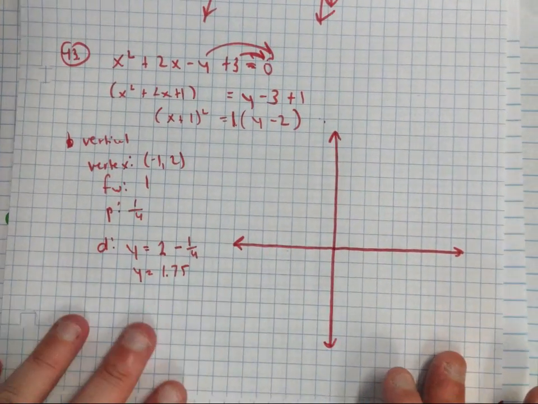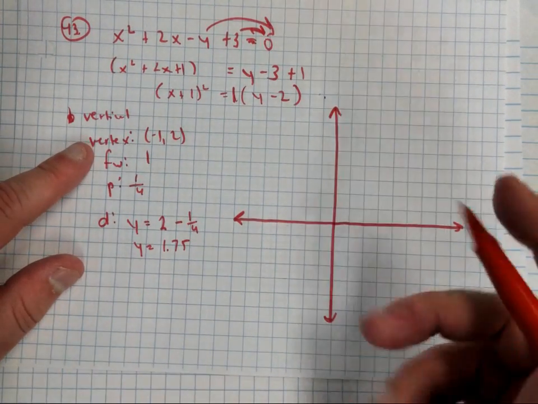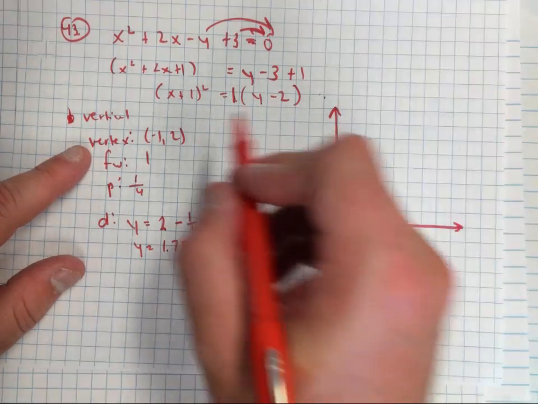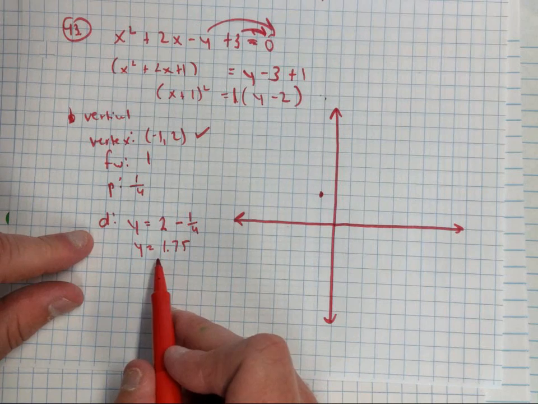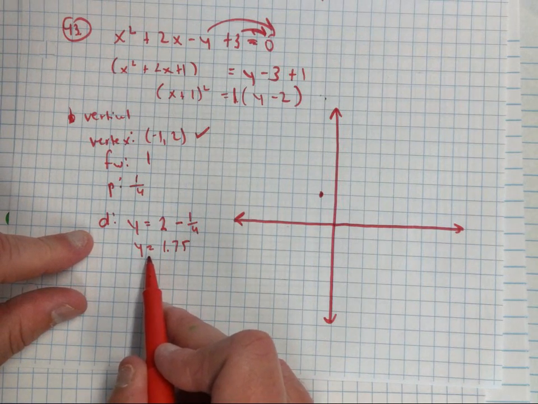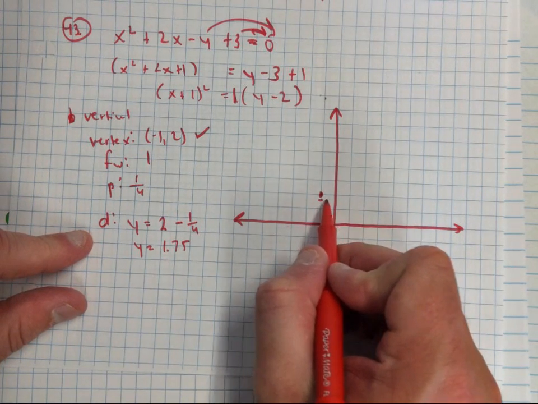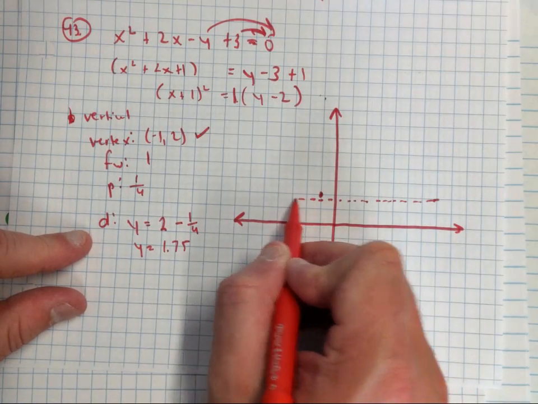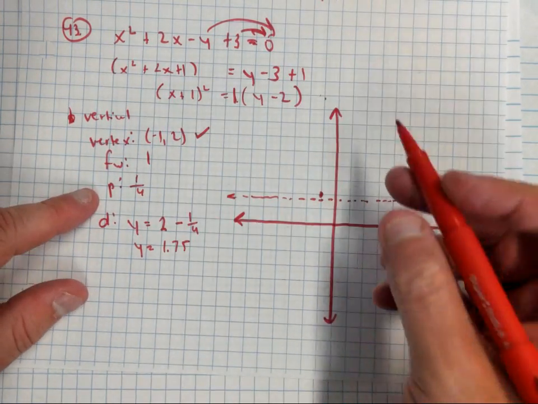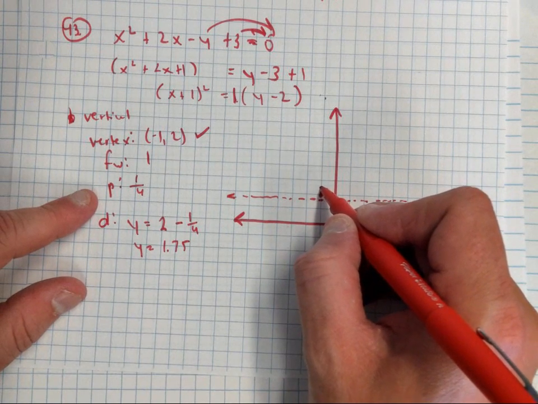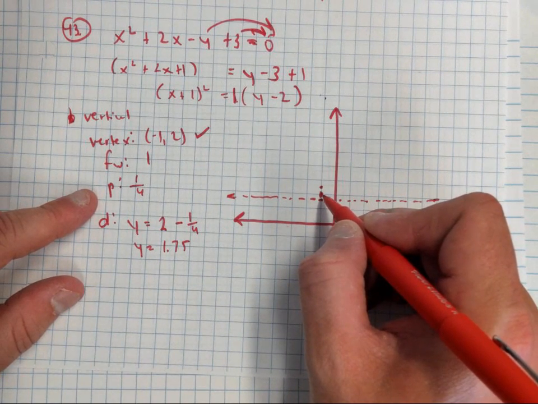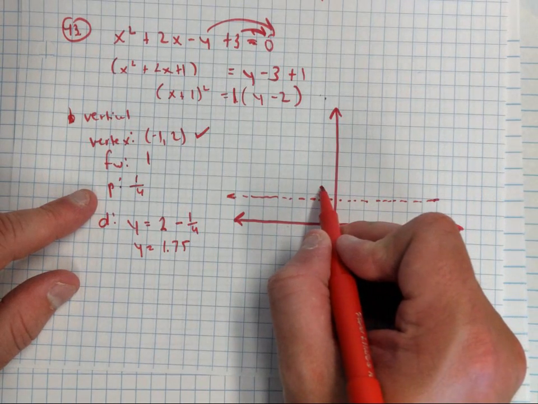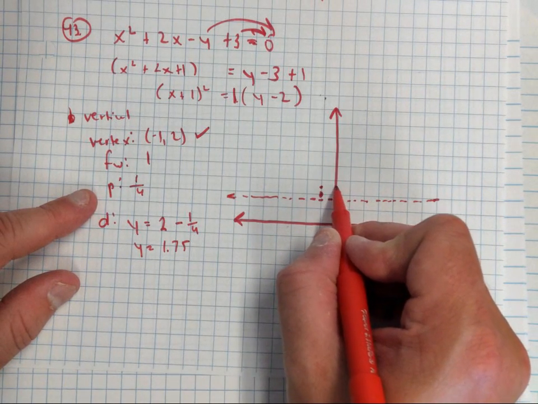Once again, you should be off those phones. Alright, so your vertex is negative 1, 2. Graph it first. Your directrix is y equals 1.75. It's very close right there. It's a horizontal line. My focus is only 1/4 away right here, and that makes sense because that's a 1/4 away as well. Focal width is 1.